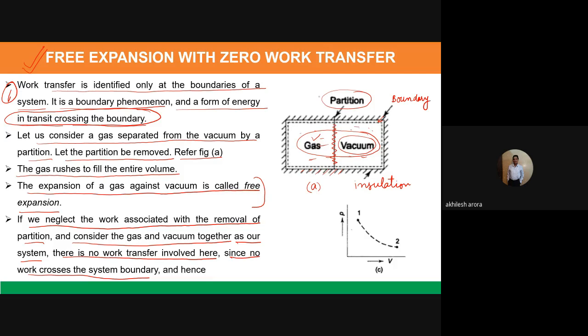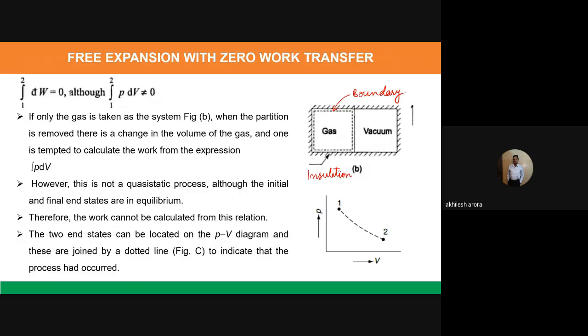And now what we can show here is that the initial state 1 and the final state 2 are equilibrium states, whereas we don't know about the intermediate states. Infinite numbers of intermediate states are there, so we don't know about that. That is why we are showing this line as a dotted line. So the process is not a quasi-static process. Okay. So let us see what we can say about this particular case.